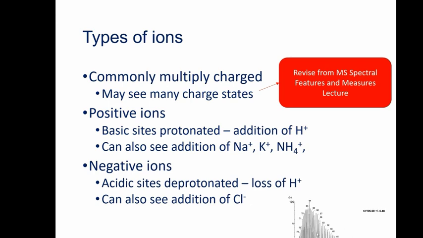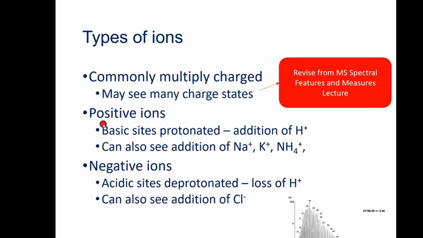What types of ions do you get from electrospray? Well, you commonly see multiply charged ions, certainly for larger molecules. For small molecules, you simply can't have enough charges over that small volume of space. So actually, the number of charges you can get in a molecule depends on the size of the molecule. But for large molecules, you'll see multiple charge states.